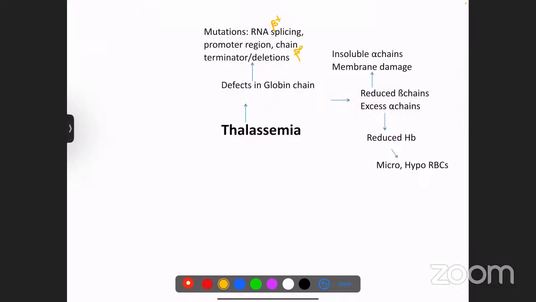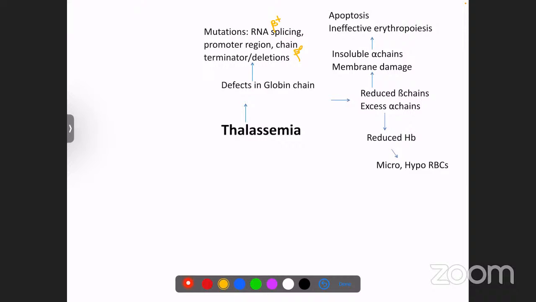There is not only reduced beta chains, but also excess alpha chains. These excess alpha chains will be insoluble and will be depositing in the RBC membrane, causing RBC membrane damage. Whenever the RBC membrane is damaged, the bone marrow will initiate apoptosis of the erythroid precursors. Even before they come into the peripheral blood smear, all these abnormal RBCs with the insoluble alpha chain precipitates will be destroyed within the bone marrow itself. So there is apoptosis, which is programmed cell death happening inside the marrow.